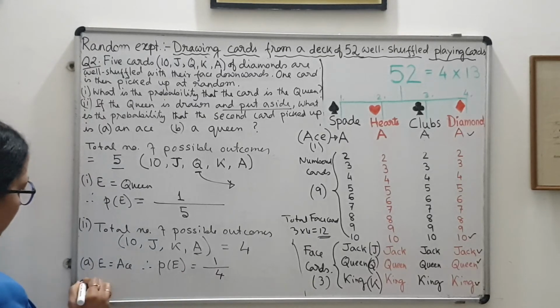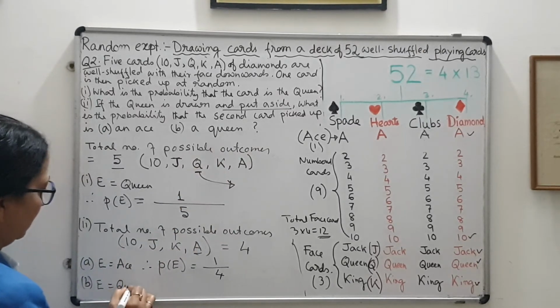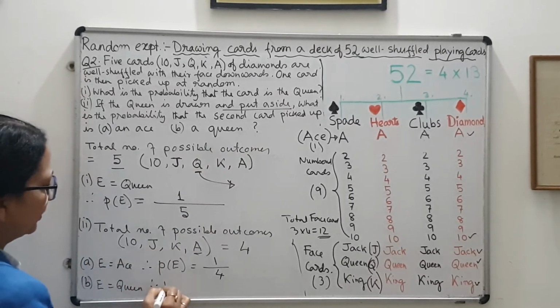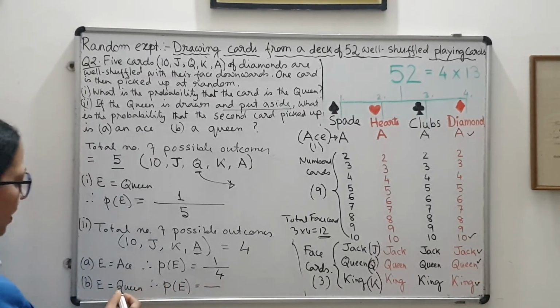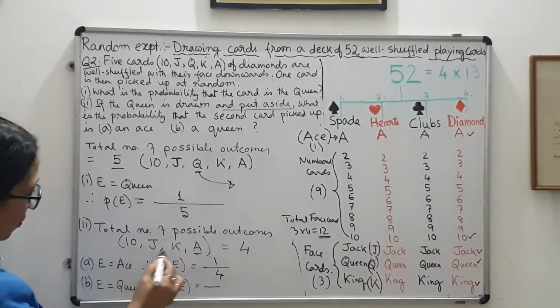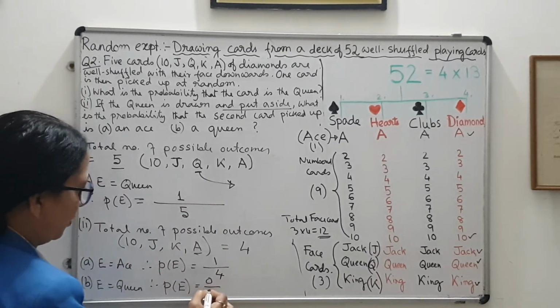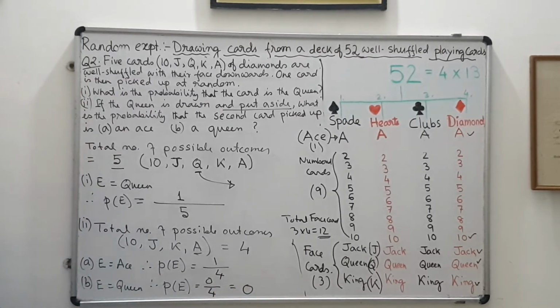Then in part B, what is the event? The event is that it has to be Queen. Now for the required probability, number of favorable outcomes, as there is no Queen, it is kept aside, 0 Queen, so it is 0, and total number of possible outcomes is 4, so answer is 0. So in this way we find out the probability.